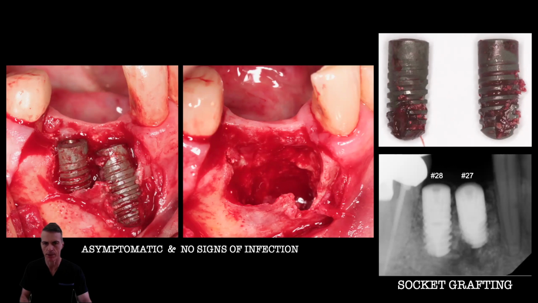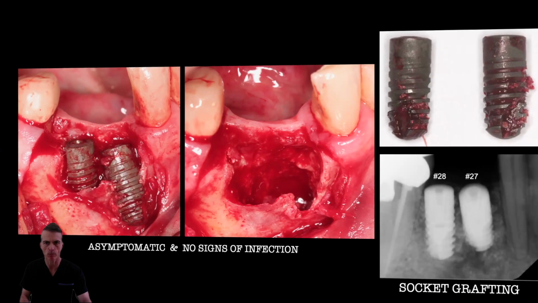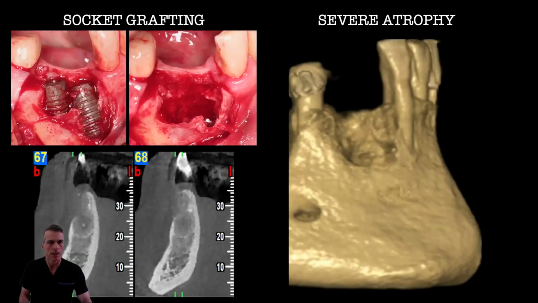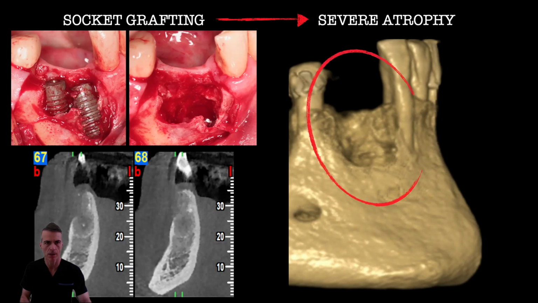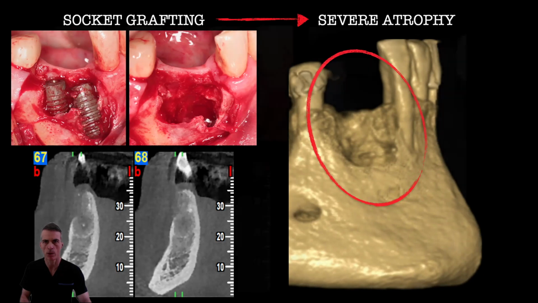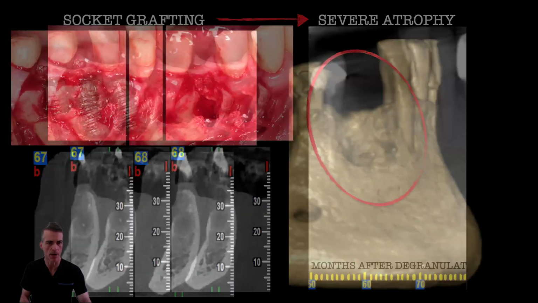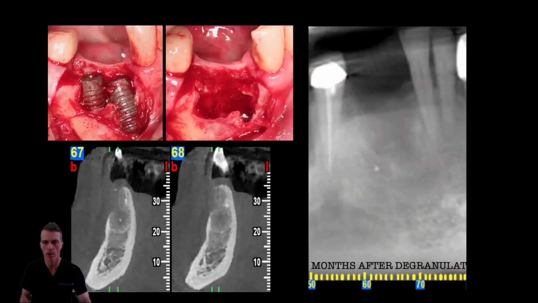The biomaterial apparently did not do the job of building new bone. And as a result, the site presented with a severe atrophy. In these cases of severe bone loss, I definitely advise, again, to degranulate the site well and wait. Take a CBCT. At this time, we took a CBCT 3 months after removal of those implants.